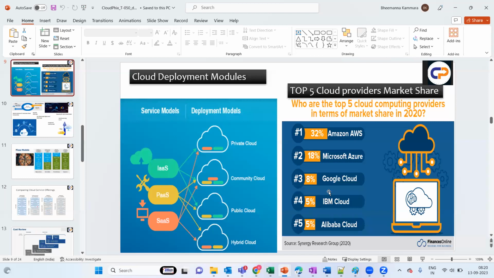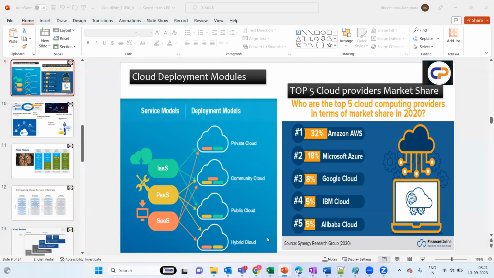So let's discuss this one. Okay, so the deployment models. When we go for the deployment models, basically we have four flavors. One is the private cloud, the community cloud, the public cloud, and the hybrid cloud.